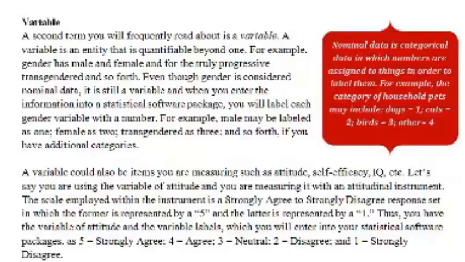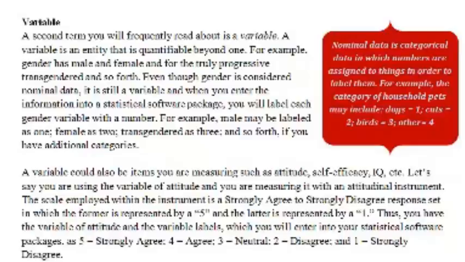For example, if you have a category of household pets, dog might be reflected as a 1, cats as a 2, birds as a 3, and we use that when we enter data into a statistical software package such as SPSS. We're just naming a variable. Even though gender is considered nominal data, it's still a variable, and it's a variable that will enter into a statistical software package and we run statistics on it, because we might want to look at the relationship, let's say, of gender versus online student success when they're taking classes online. So a variable could be something like gender.